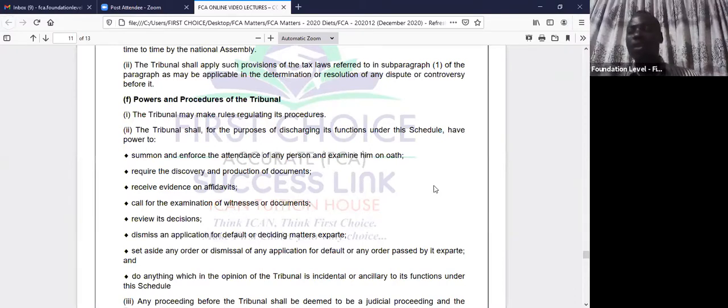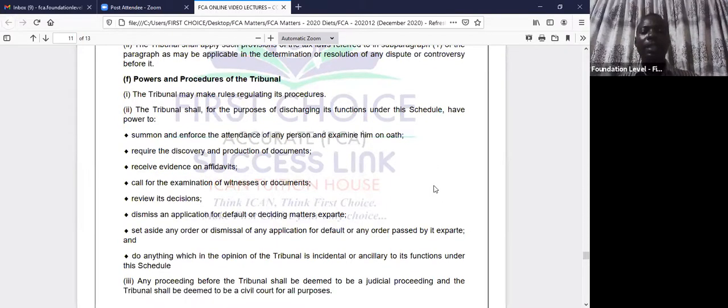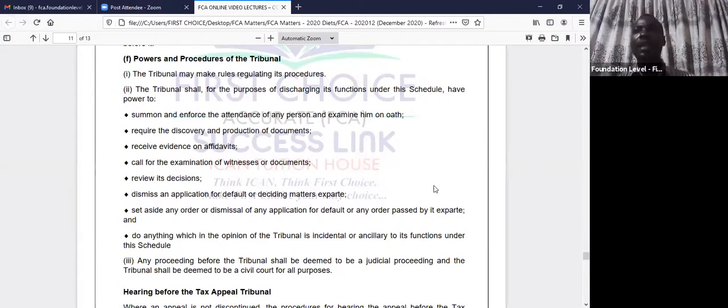They can review any of their decisions. So they can take a decision now, they can review it. Now they can dismiss an application for default and decide the matter ex parte. So they can just decide a matter urgently. Okay, they can set aside the tax assessment that the Federal Inland Revenue would have given to you, the additional one. They can set it aside.